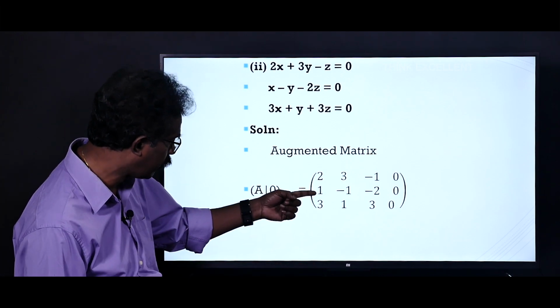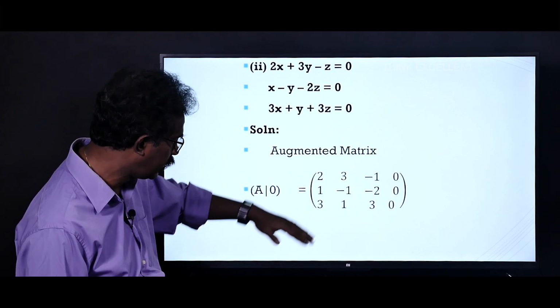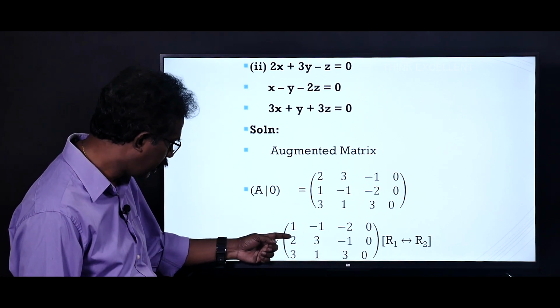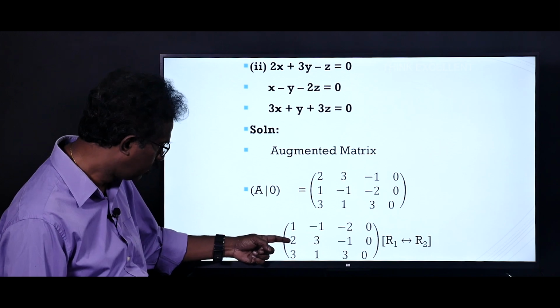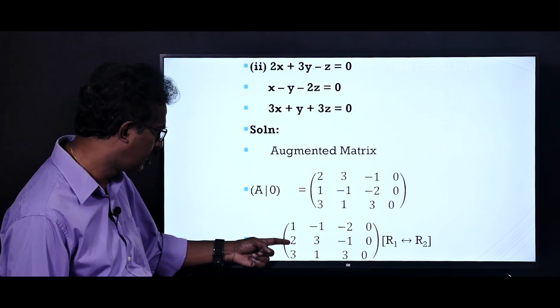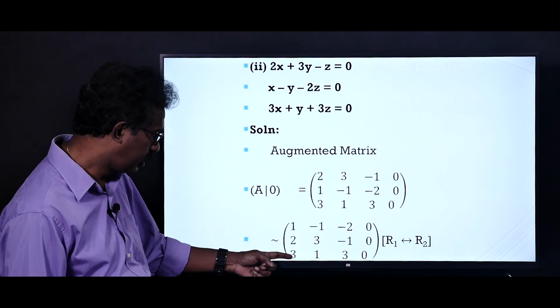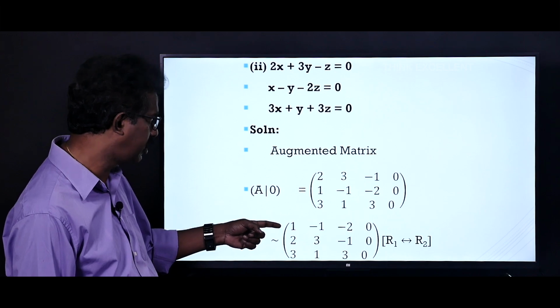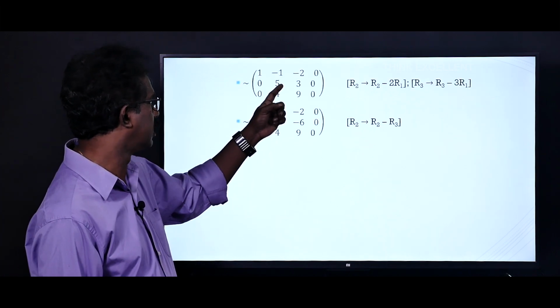It's very simple. Here we have 1, right? Interchange first row and second row. Interchanging first row and second row, you are getting like this. Now we want to make these two zeros. How can you make this 0? 2 minus 2, R2 is R2 minus 2R1. 3 minus 3, R3 is R3 minus 3R1, right? So when you do that, you are getting this equation.